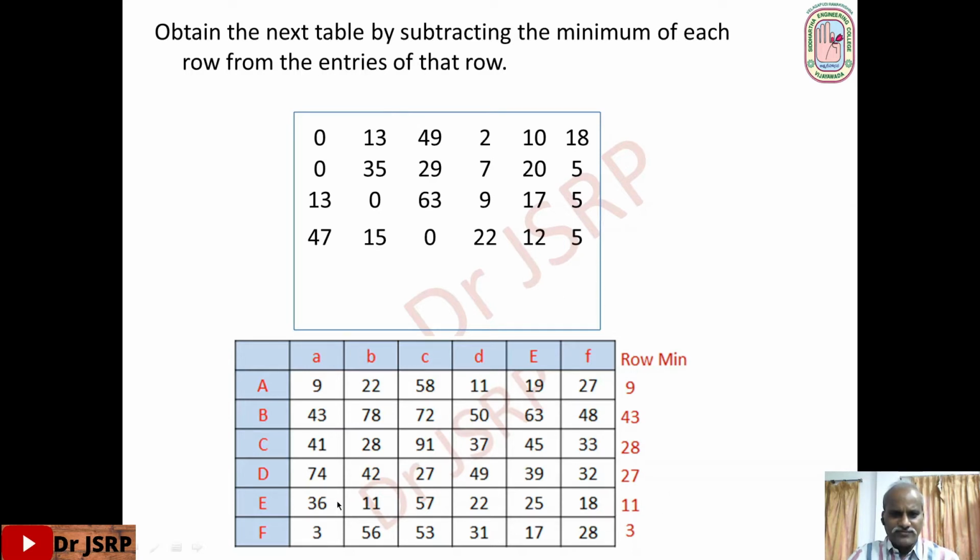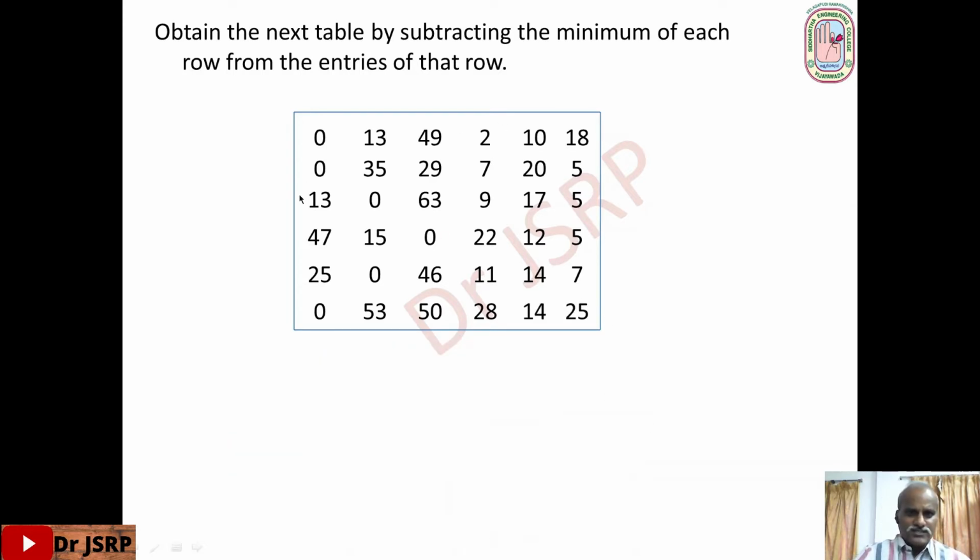And subtract 11 from fifth row, 36 minus 11, 25, 11 minus 11, 0, 57 minus 11, 46, 22 minus 11, 11, 25 minus 11, 14, 18 minus 11, 7. Next, subtract 3 from last row, 3 minus 3, 0, 56 minus 3, 53, 53 minus 3, 50, 31 minus 3, 28, 17 minus 3, 14, 28 minus 3, 25. So this table gives possible assignments for jobs, that is for rows.